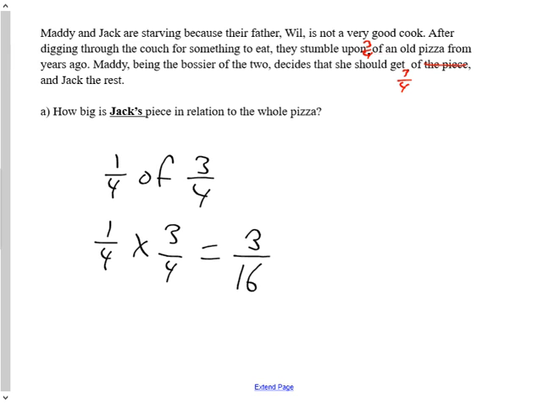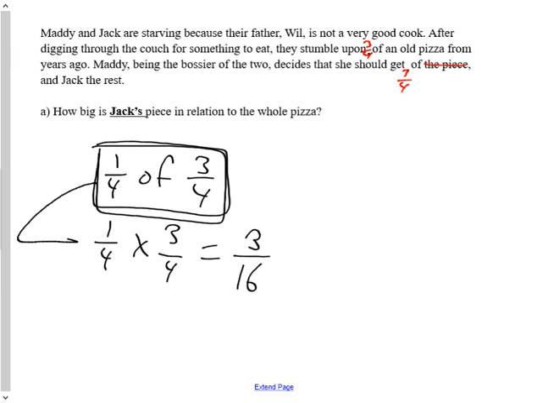So for those of you that are struggling, being able to first understand that that's the actual question. Jack is going to get a quarter of the 3/4 of the old pizza. And realizing that a quarter of 3/4 translates into that, then you know your answer is going to be 3/16.